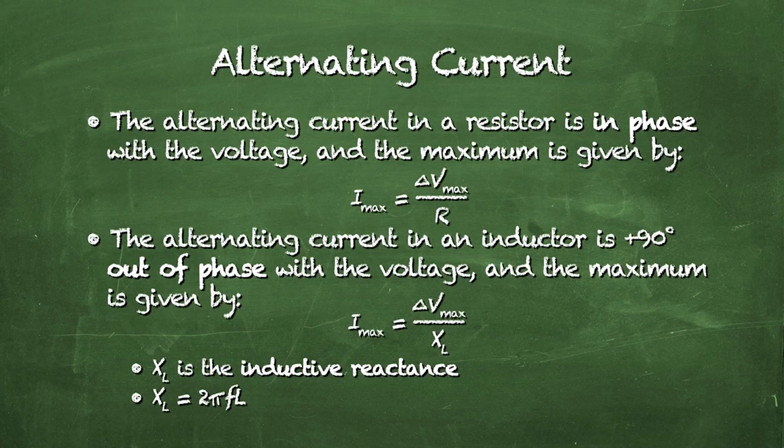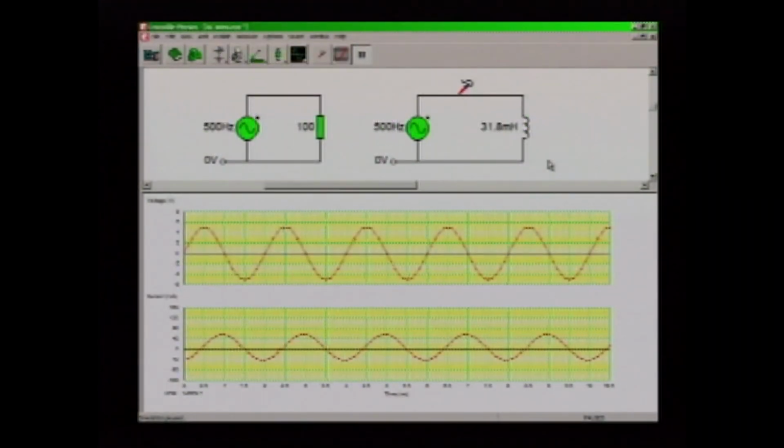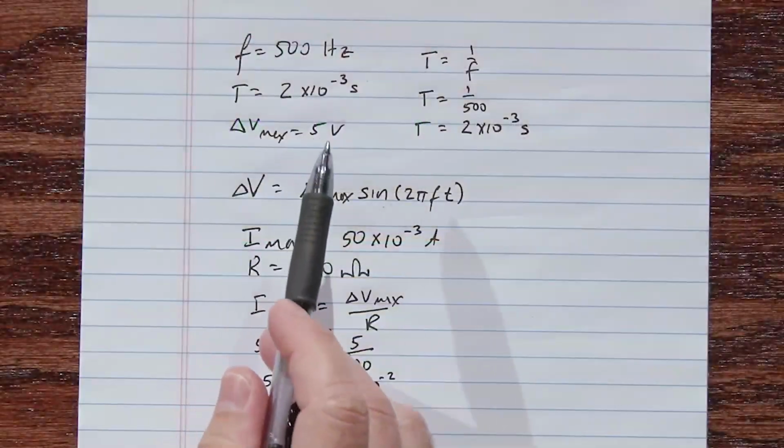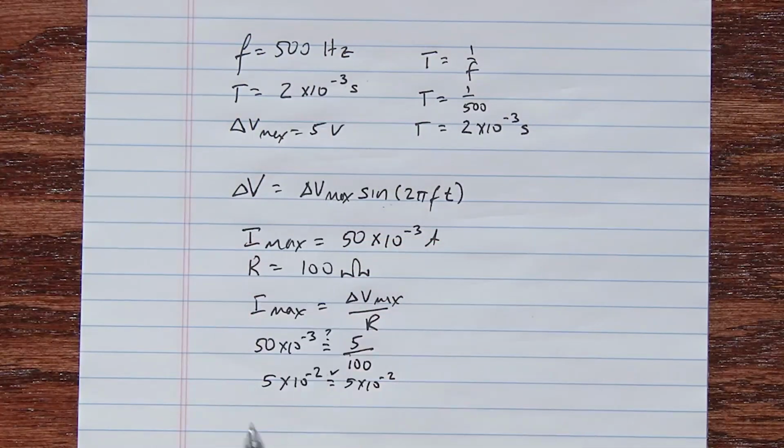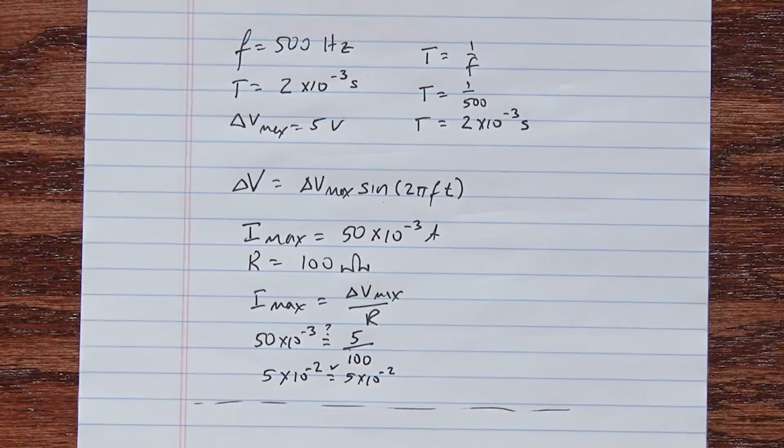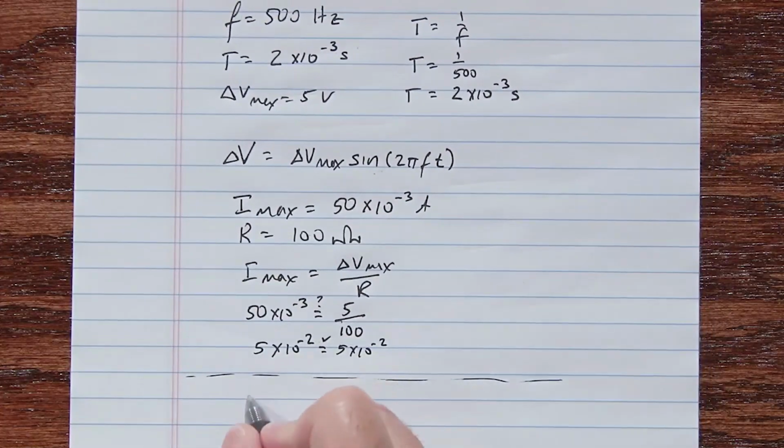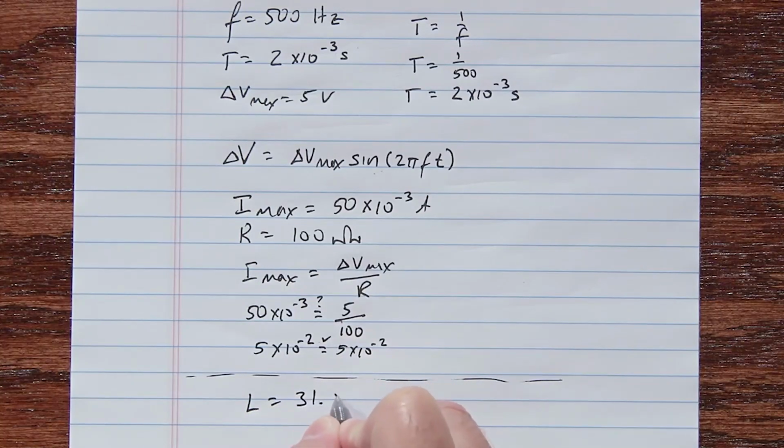Let's take a look at that in our simulations. Here we see a circuit with an alternating voltage source and an inductor, specifically a 31.8 millihenry inductor. This is the same voltage source, so it's 5 volts, 500 hertz. And now, let me add in the inductance, which is equal to 31.8 millihenries, or 31.8 times 10 to the minus 3 henries.